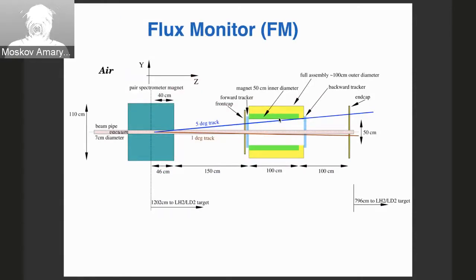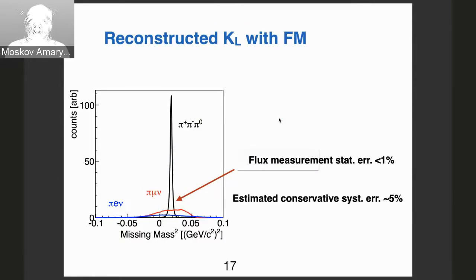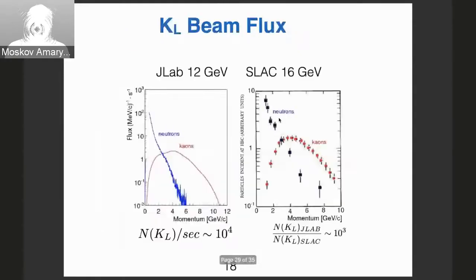The flux monitor is another important device which will measure decay of the K-long in flight. So here is a beautiful picture of reconstructed K-long with the flux monitor. The statistical errors are less than a percent, with estimated conservative systematic errors of 5%. So here is the K-long flux. The shape of the distributions of neutrons and kaons in our case and in the case of SLAC are very similar. We have a very big advantage. We have 10 to the 3, 1,000 times more statistics.